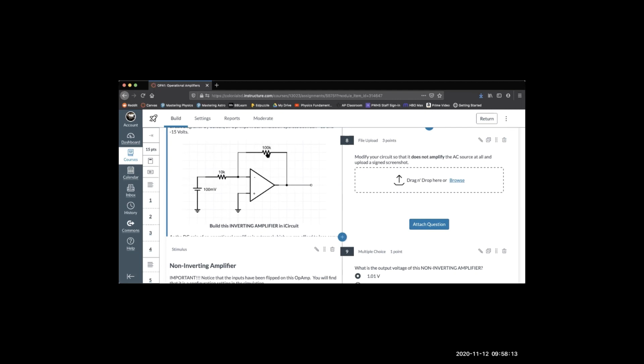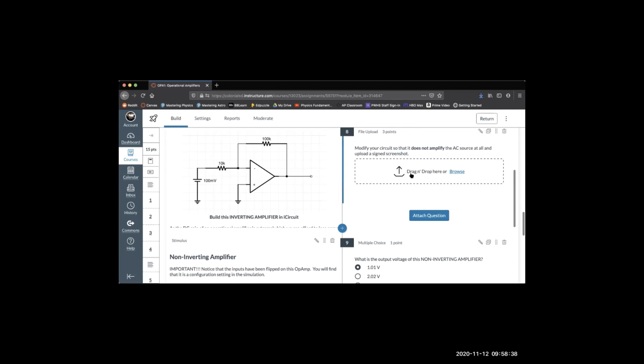So if these two resistors were equal to each other, then the inverter produces no gain. You say, well, that's useless. Actually not. Sometimes an inverter is useful. Sometimes you want to take a positive signal and turn it negative, in which case you can build an inverting amplifier and just have it not amplify. So I could make this one 10K and this one 10K, and then that would be not amplifying, and then I can upload that.